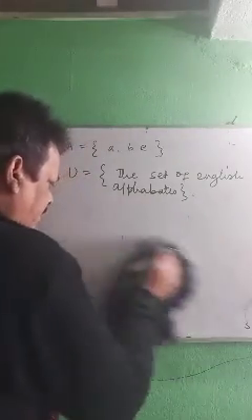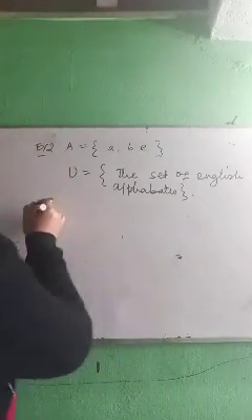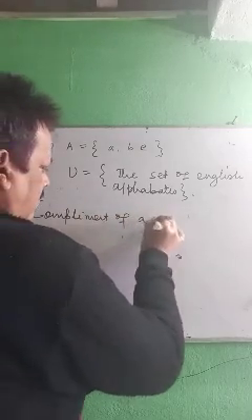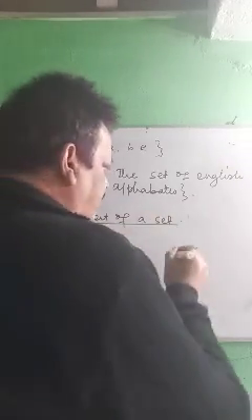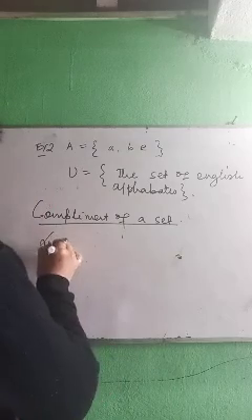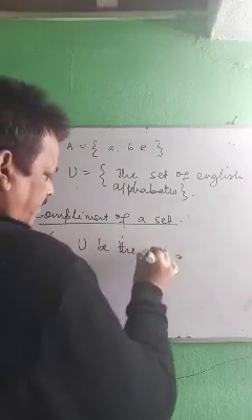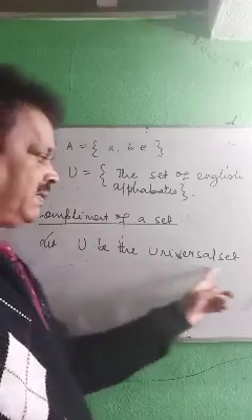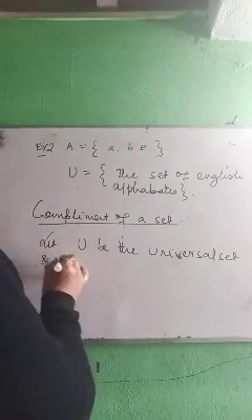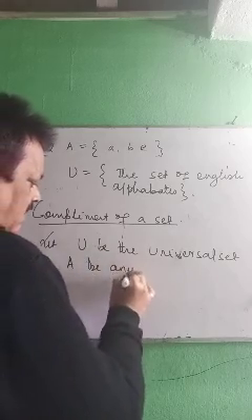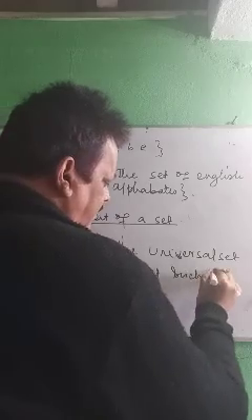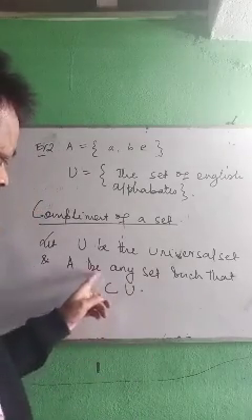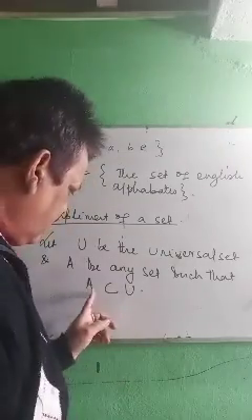Now let's see complement of a set. For that, let U be the universal set and A be any set such that A is a proper subset of U. All the elements of A must be in U. Then only you can find A complement.